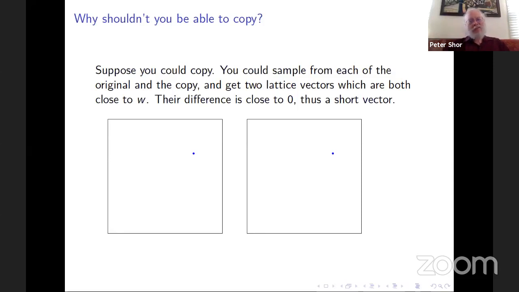So that says that you cannot copy a Gaussian superposition of lattice vectors near a dual point if this Gaussian superposition is not really huge.